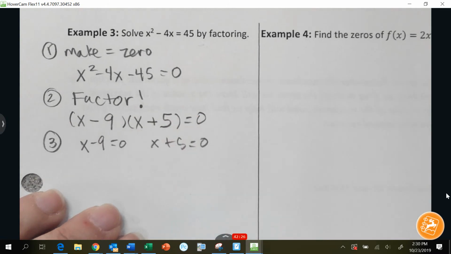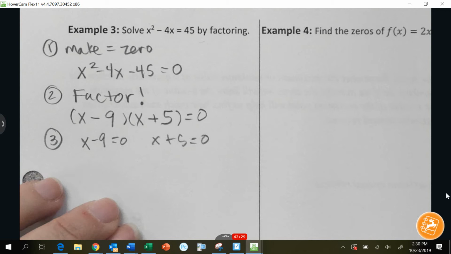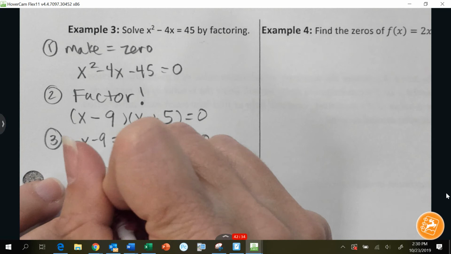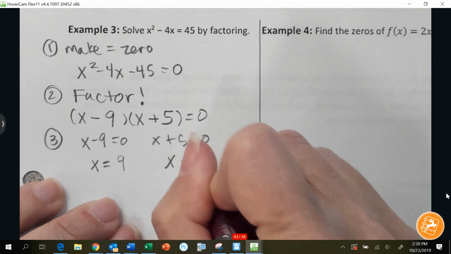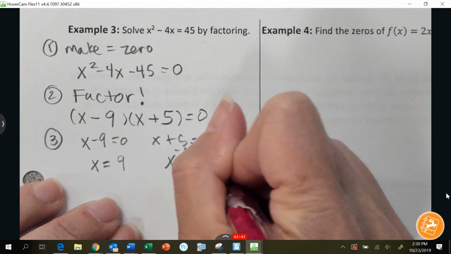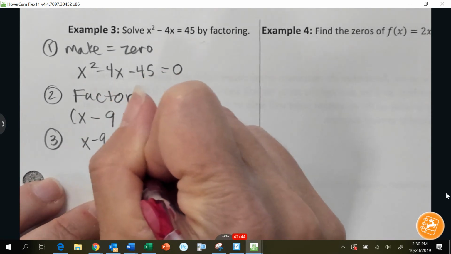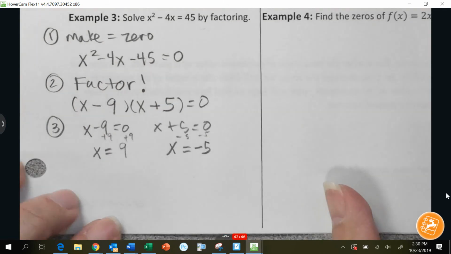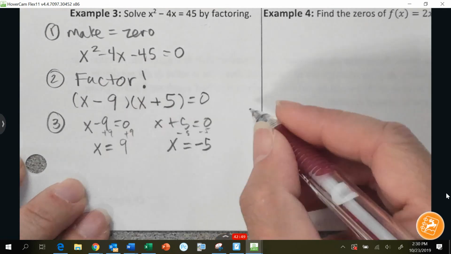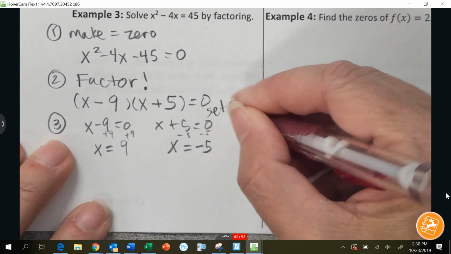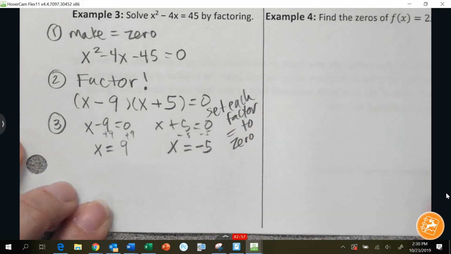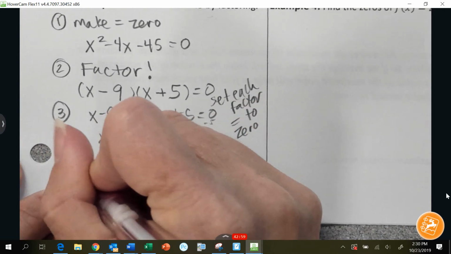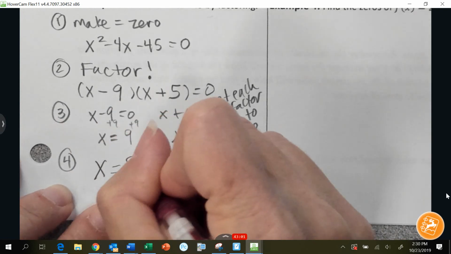It's in intercept form right now, so you have to solve for the p's and q's. So x equals positive 9 and x equals negative 5. What I just did here was set each factor equal to 0, because we've already done this a couple times. And then step 4, we're going to write our answers in order.